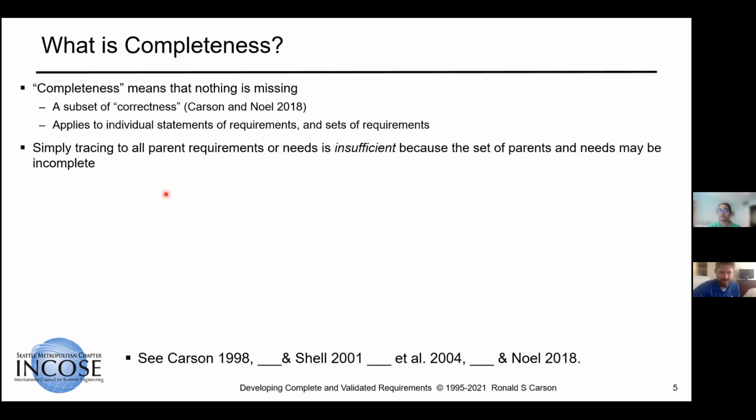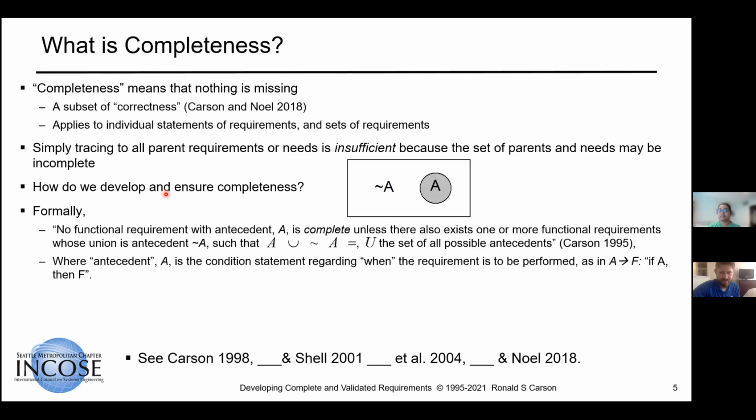Simply tracing to all the parent requirements or needs is insufficient, because the set of parents and needs may be incomplete, and it typically is. Sometimes it's in conflict with concepts of operations and other things. So how do we develop and ensure completeness?